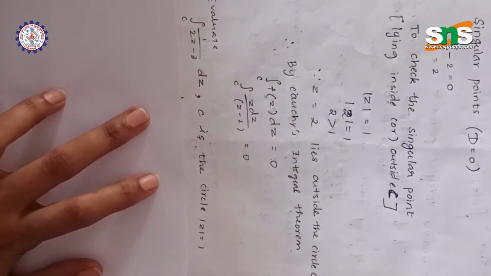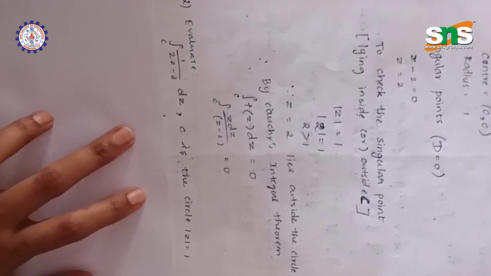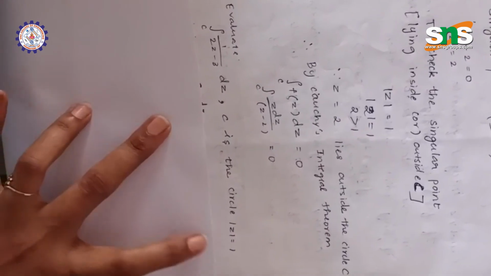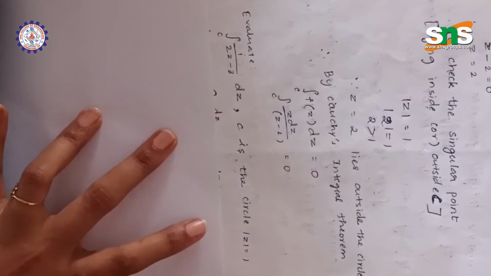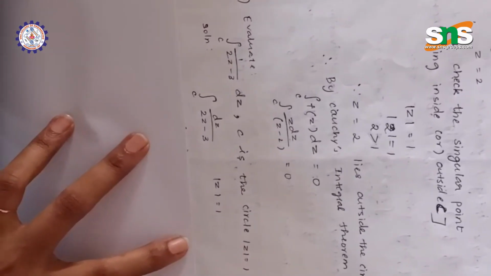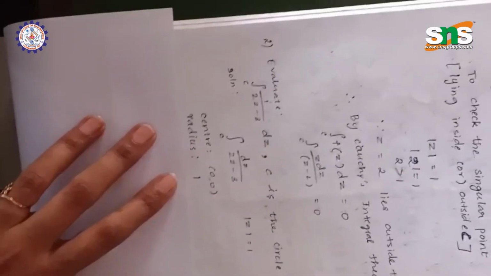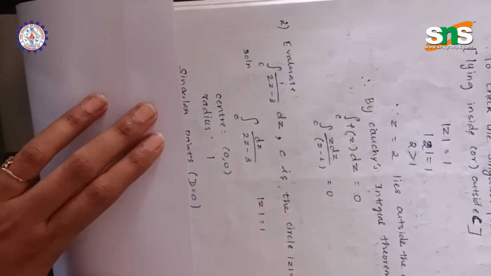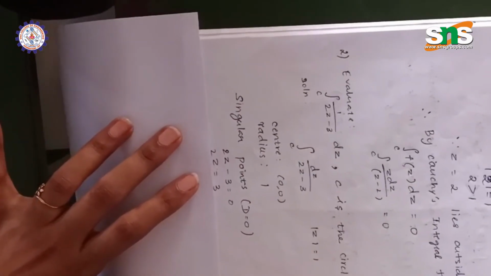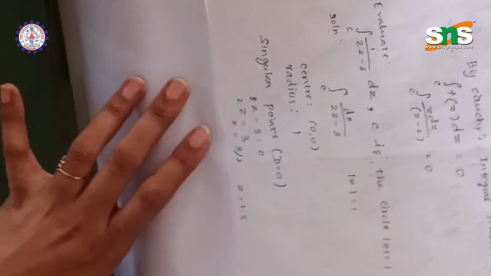Next problem, evaluate integral over C 1 divided by 2z minus 3 into dz, where C is the circle mod z is equal to 1. First we need to identify the region, center and radius. Clearly the center is 0, 0 and the radius is 1. Next find the singular points, that means denominator equal to 0. So 2z minus 3 is equal to 0, therefore z is equal to 3 by 2, so z is equal to 1.5.